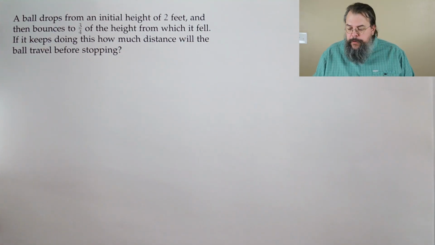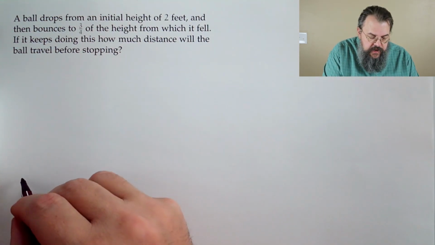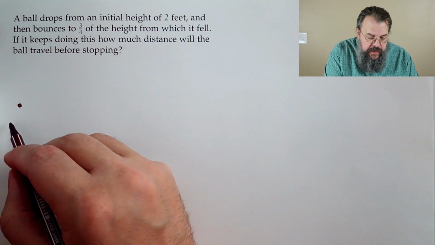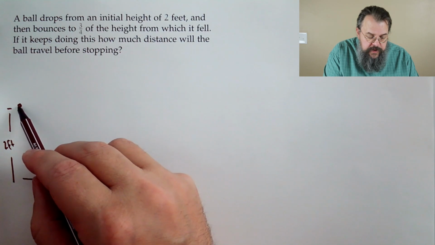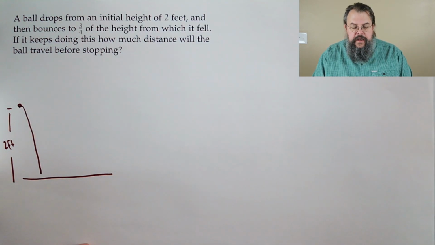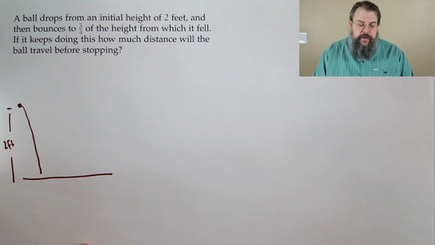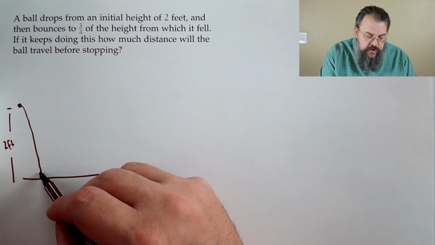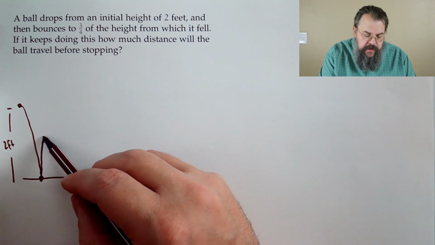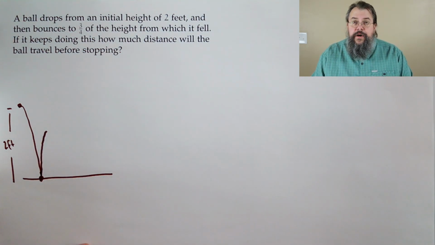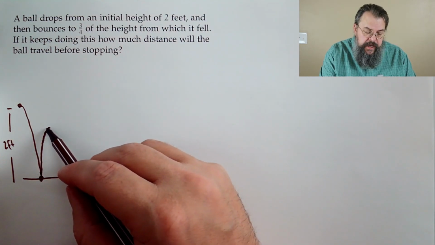A ball drops from an initial height of 2 feet. Okay, so we have a ball. Right now, initially, it's at 2 feet high. And it drops down. Now it then bounces to 3/4 of the height from which it fell. That means after it hits the ground, it goes back up, not as high as it started, only 3/4. Now, 3/4 of 2 feet would be about 1.5 feet.